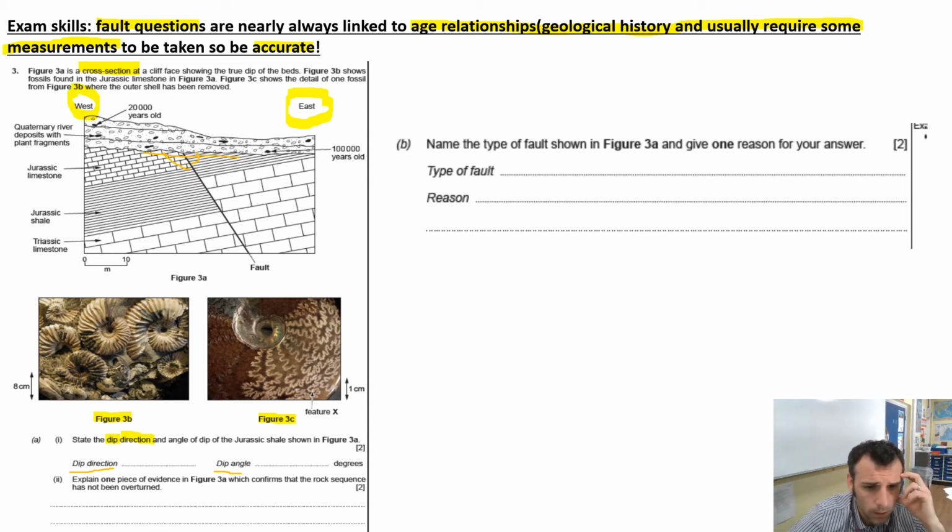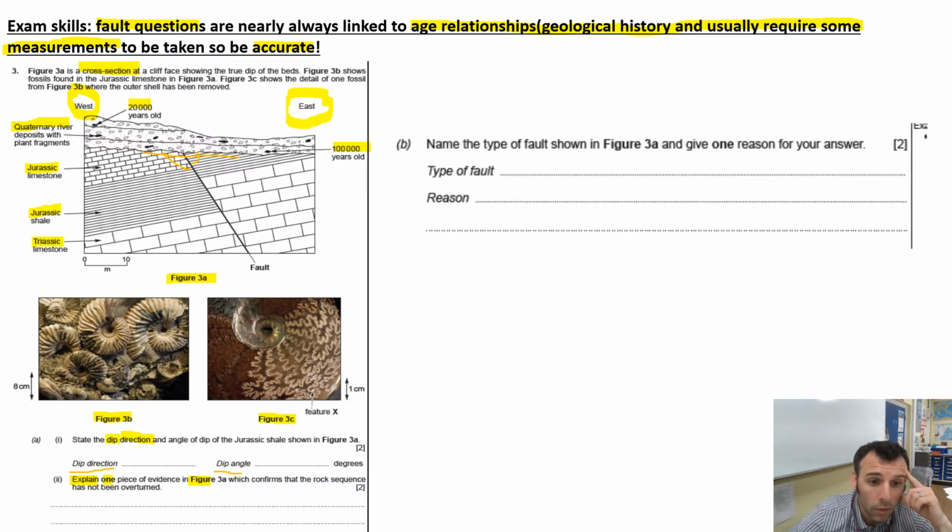And then the second part, it says explain, so we need to give some reasons. One piece of evidence from figure 3a, so this one up here, which confirms that the rock sequence has not been overturned. So it's related to way up again. We've got some dates at the top, so we've got 20,000 years and 100,000 years. We've also got this idea of quaternary river deposits. We've got Jurassic limestone, Jurassic shale, Triassic limestone. That should really be helping you because you should know your time scale, and you should be able to use that to work out the age.